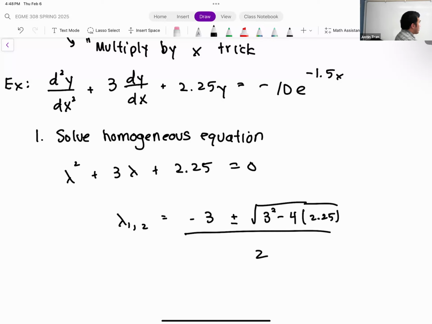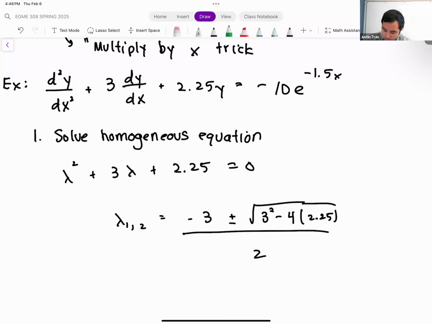Let's go ahead and evaluate the expression under the radical. 3 squared is 9. 2.25 times 4 is also equal to 9. So we have 9 minus 9, which is 0, and so this term goes away. What we have in this problem is a repeated root, because we only have one root here, which is minus 1.5.